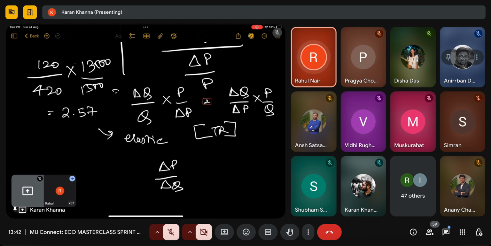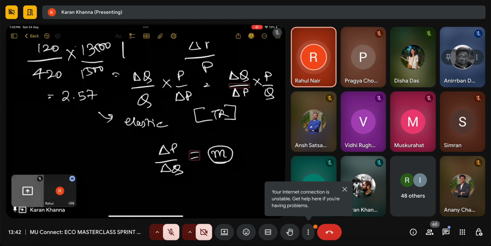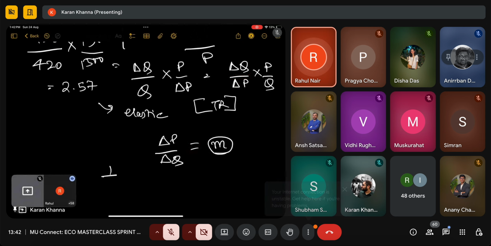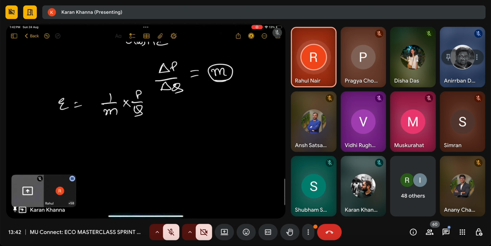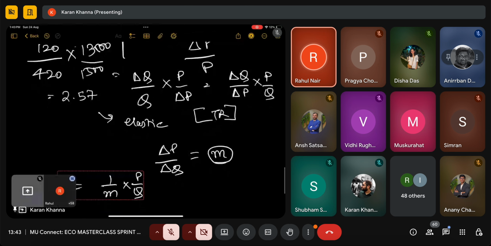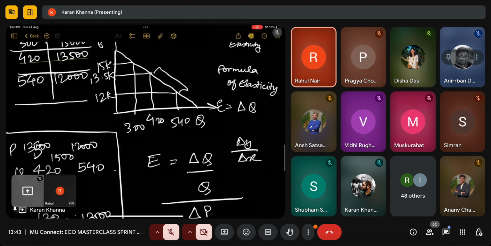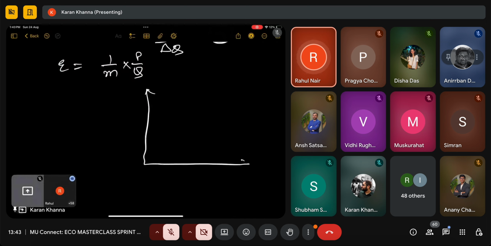Let's say that this is m, so we denote the slope by m. So this is nothing but the inverse of slope, 1 by m multiplied by p by q. So the slope function of elasticity is 1 by m, where m is the slope, multiplied by p by q. Clear? Okay. Now I'll explain the elasticity at these points.